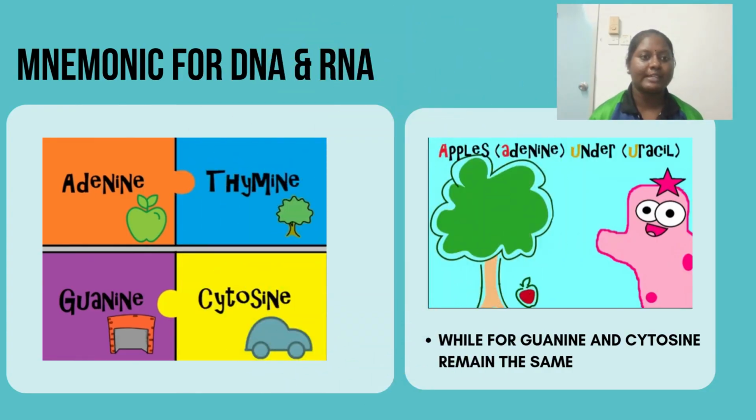In this slide, to make it easier to remember the base pairs, we have a mnemonic for DNA and RNA. To remember the base pair of adenine and thymine, we can remember it as apple on the tree. And as for the guanine and cytosine base pair, we can remember it as cars in the garage. And for the RNA, where the thymine is replaced by uracil, we can remember it as apples under. So, I hope this helps you.